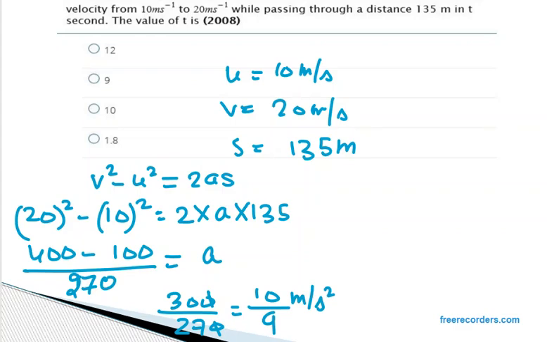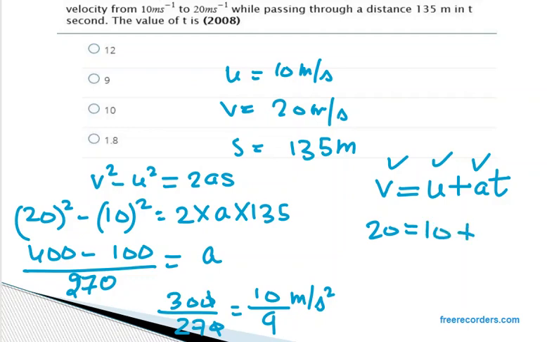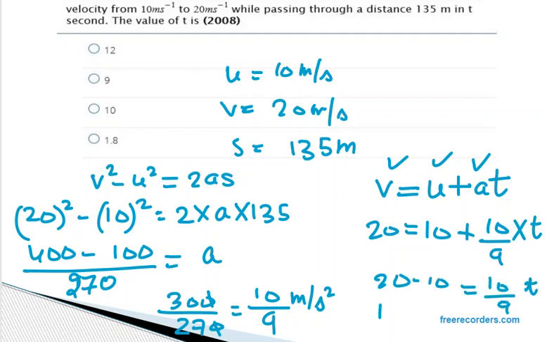So for time taken, we need to use v equals u plus at. Now as you are given with a, u and v, so v is 20, u is 10, a is 10 over 9 into t. So 20 minus 10 equals 10 over 9 into t. Using cross multiplication, t will be 10 into 9 over 10. So 10 cancelled. So the answer for this is 9 seconds, the second option.